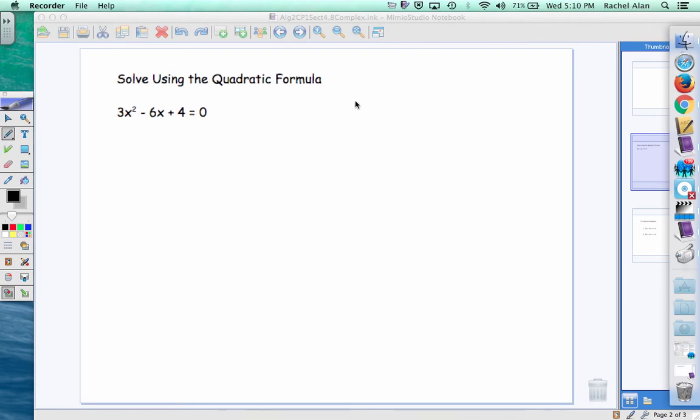Okay, so I have one example for you to write in your notes, and then I have two problems for you to try for homework. Okay, so we're going to be solving using the quadratic formula. The first thing you want to do is remember the quadratic formula, which is x equals the opposite of b plus or minus the square root of b squared minus 4ac all over 2a.